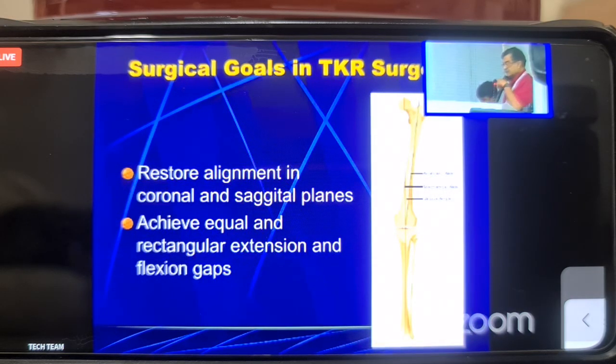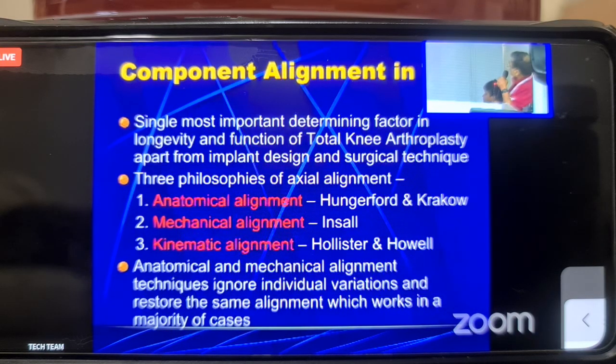So surgical goals: restore alignment and achieve regular, rectangular, equal flexion and extension gaps. If you achieve these two, then you have achieved your goal of surgery. Component alignment is the single most important determining factor in the longevity and function of total knee arthroplasty, apart of course from other things. And there are three philosophies. The oldest is the anatomical alignment, propounded by Hungerford and Krakow. And then you have the mechanical alignment of Insall. And then the newer concept which is coming in is kinematic alignment, in the paper by Hollister and Howell.